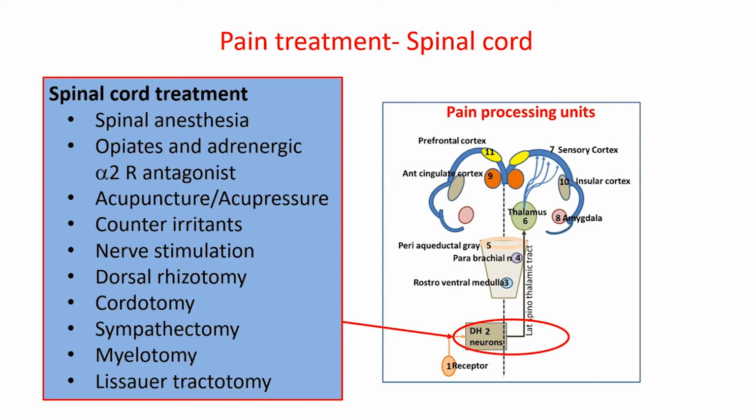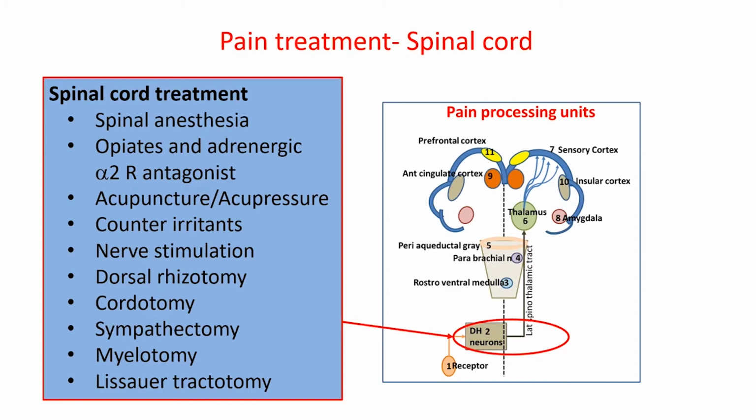Cordotomy, that means, say for example, you cut the lateral spinothalamic tract on the opposite side and relieve the pain on the contralateral side. Sympathectomy is practiced for thromboangiitis obliterans or any sympathetically mediated responses, the painful responses, the vascular or the visceral pain.